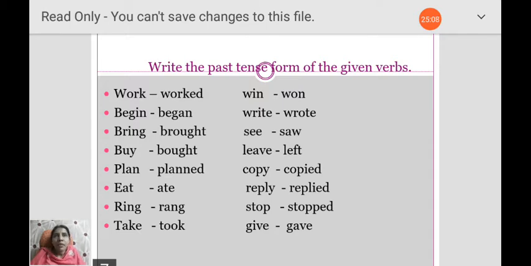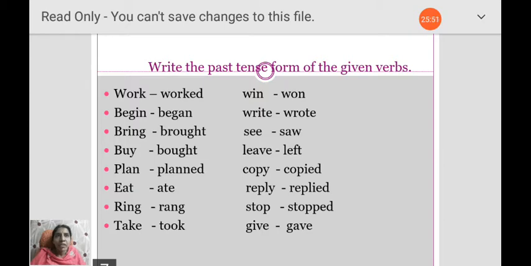Then plan. So what did you notice in this verb? When you are writing the past form, the N is doubled. Planned, the N is doubled. So here sometimes there is a change in the spelling. That also you need to know. Then eat, the past form is ate. Ring, rang. Take, it's took. Then win, it is won. Write, wrote. Then for see, it is saw. For leave, it is left.